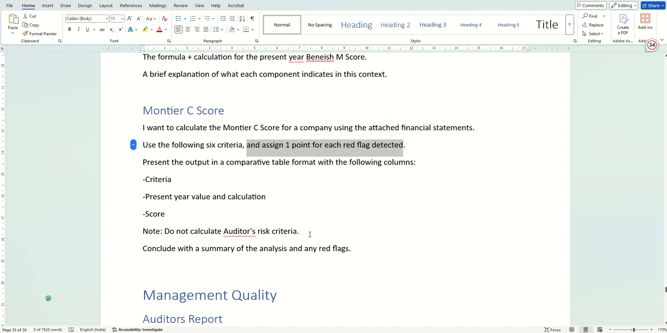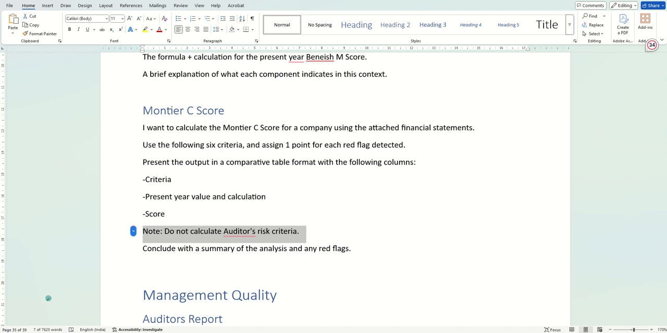I'm telling it not to calculate the auditor's risk criteria. The reason being, I'm only going to attach the balance sheet, profit and loss statement, and cash flow statement. There is no mention about whether the auditors changed or not. It is for you to find out from the annual report. Pull out the last year's and the present year's annual report. You see who was the auditor last year and who is the auditor this year. If it is the same person, there is no change. If there is a different person, there is a change in auditor. So that part we are not going to give to the model. So I'm telling it to not calculate the auditor's risk criteria and conclude the summary.